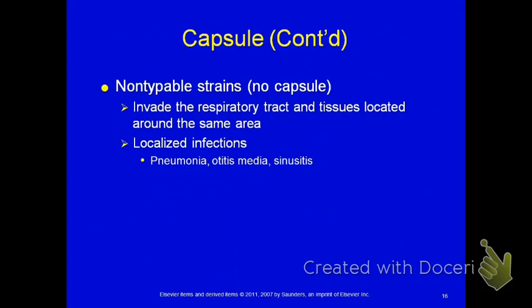There would also be non-typable strains, which is possible if a certain strain of Hemophilus doesn't have a capsule. The non-typable strain could invade the respiratory tract and any other surrounding tissues, which means that it could cause localized infections, such as pneumonia. Noteworthy to mention is otitis media, which is the infection of the middle ear, and of course, sinusitis. The most common etiologic agents of otitis media would include Hemophilus influenzae and Streptococcus pneumoniae.